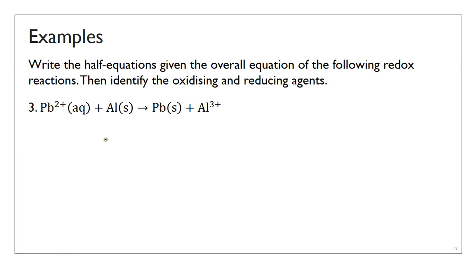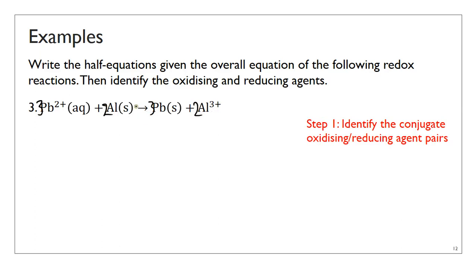One last time, we're going to look at this one, which I haven't balanced, so that's not good. So I should balance it, I guess. All right. So once again, we're going to start by identifying the conjugate pairs. Now you don't actually have to use the coefficient in the overall equation when you translate the overall to the half equation. So I can just go Pb2+ to Pb, and that's fine. We'll talk about why the coefficients are there later.